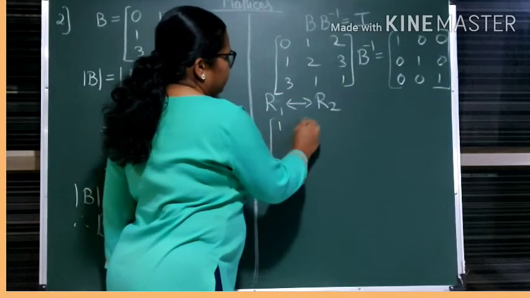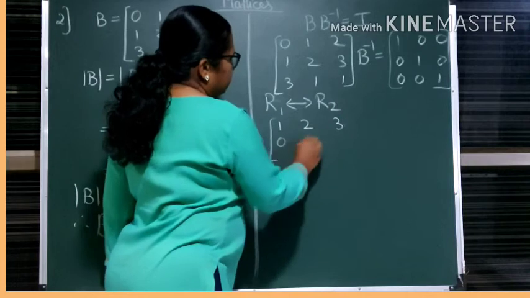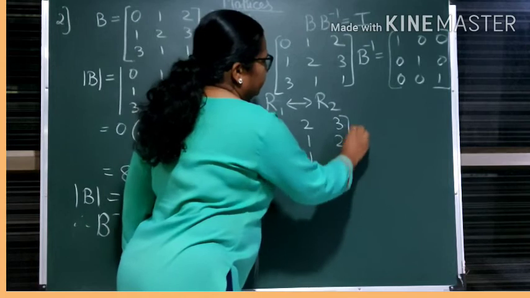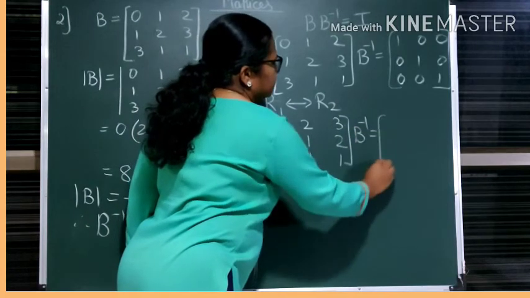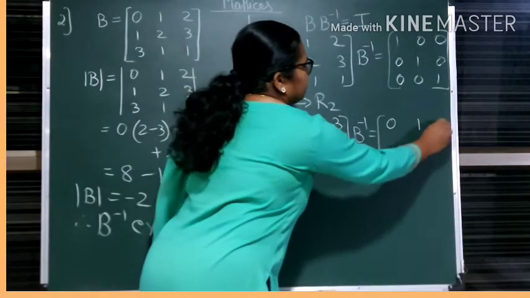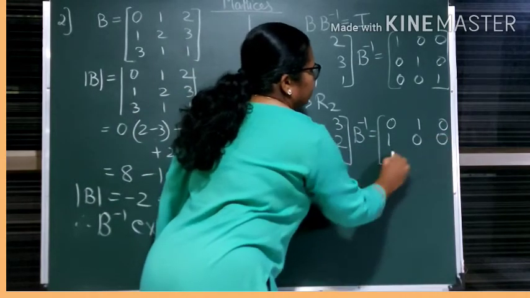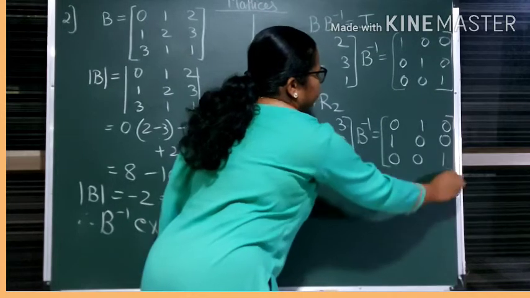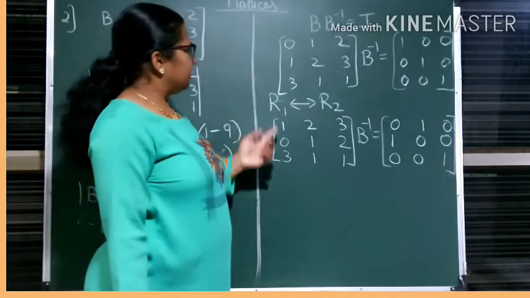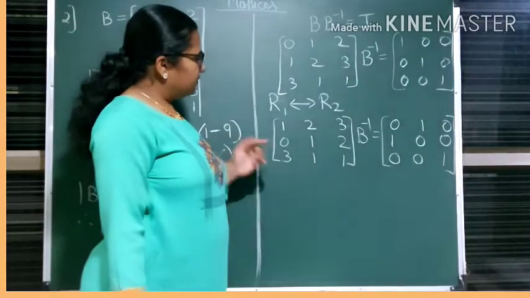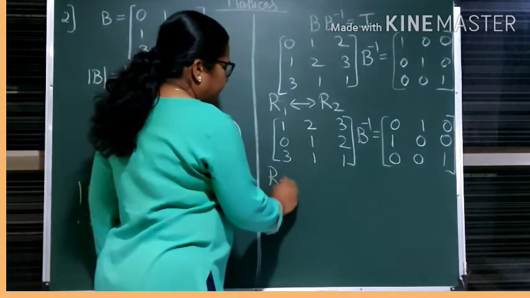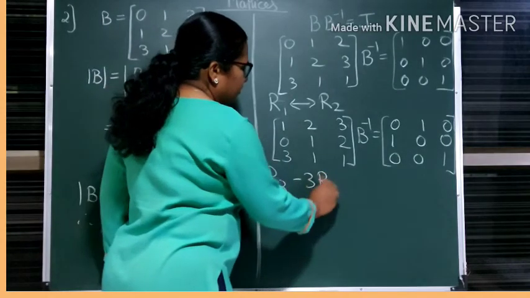So this will become 1, 2, 3, 0, 1, 2, 3, 1, 1 into B inverse is equal to, here also you have to do the same operation. So this will become 0, 1, 0, 1, 0, 0 and 0, 0, 1. So this element has become 1. Because of the interchange this has become 0. Now you have to convert this 3 to 0. So what should be my operation? It should be R3 minus 3 into R1.